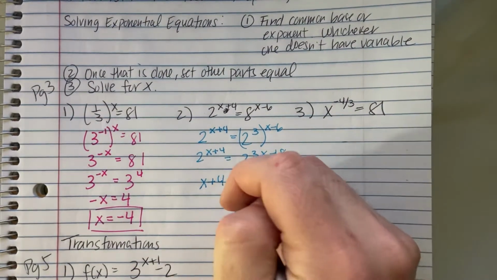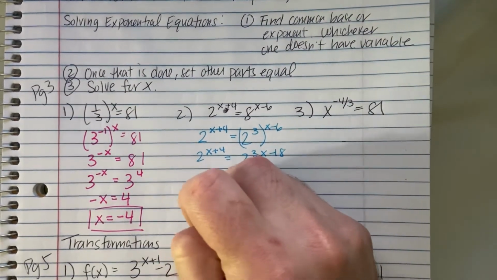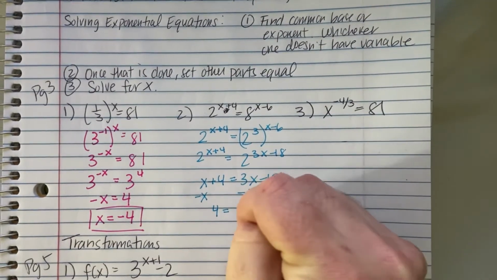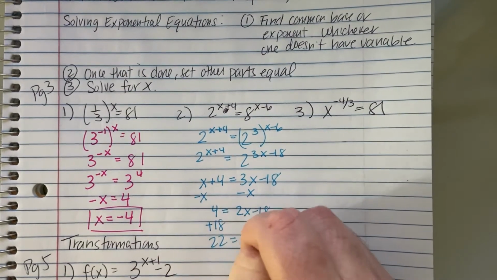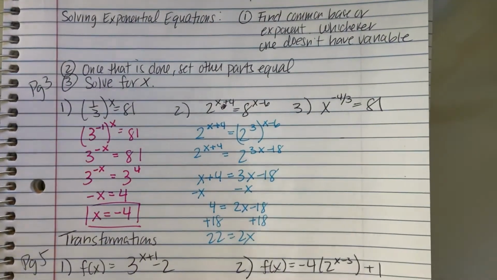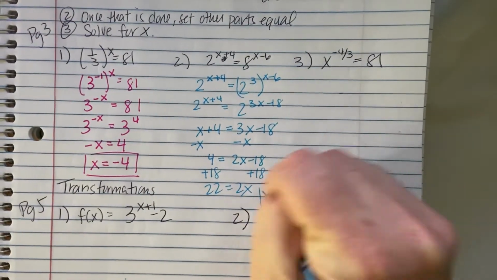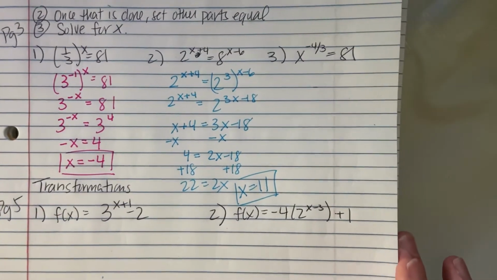Then get all my x's to one side. I'm going to get them to the right side. So x plus 4 equals 3x minus 18, which gives 4 equals 2x minus 18. Add the 18. So 22 equals 2x. We divide both sides by 2, and we get x equals 11. That one's not super different from the one that came before it.